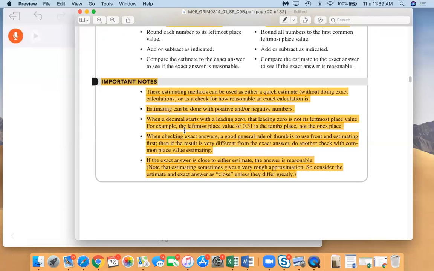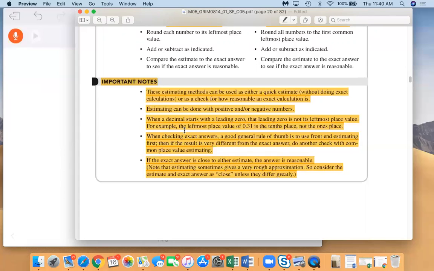Like when you're at the store and you see $3.99 for one item and $4.95 for another item. When I'm telling my kids, I'm like, oh yeah, that's like $4 and $6, it's about $10. Now, my daughter always goes, no, it's $3.99. She's always very particular, but you know what I mean. You're estimating, oh, I have about $15 in my purse, and this is going to be about $10 between the two. So that's what they mean by a quick estimate. Estimating can be done with positive and or negative numbers.